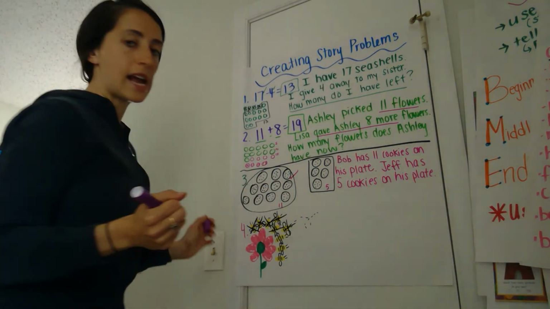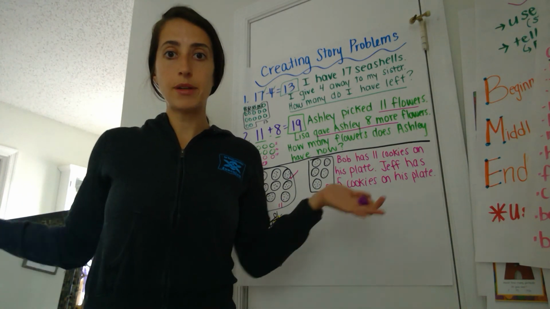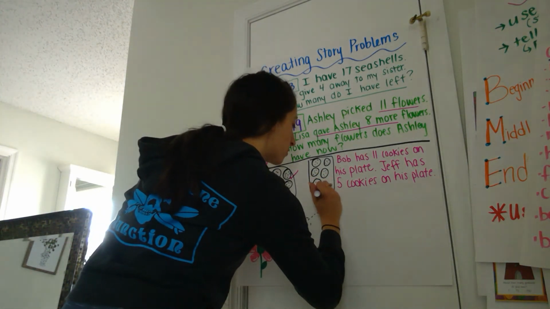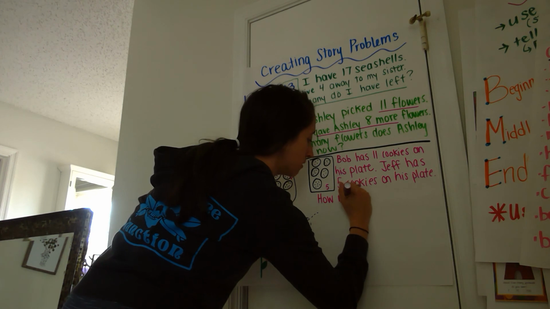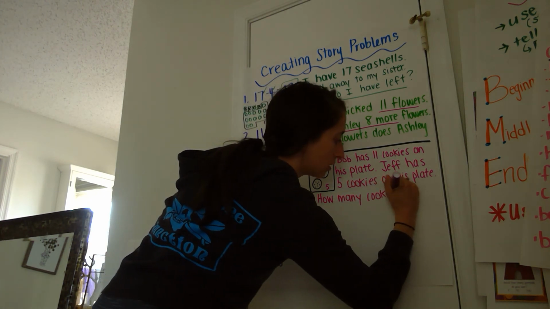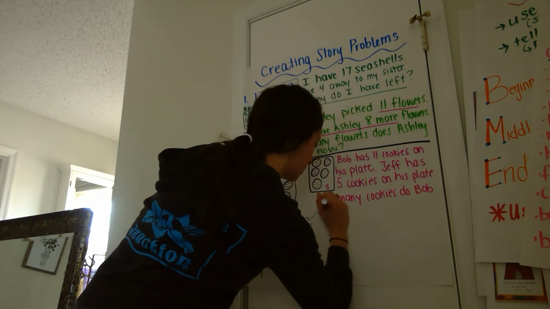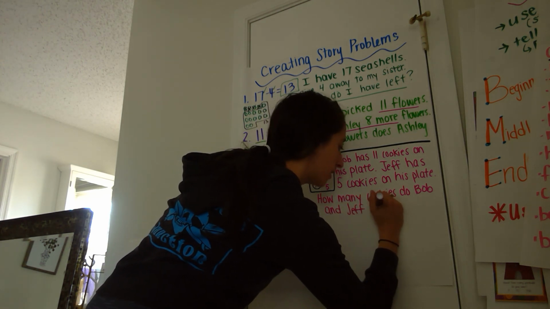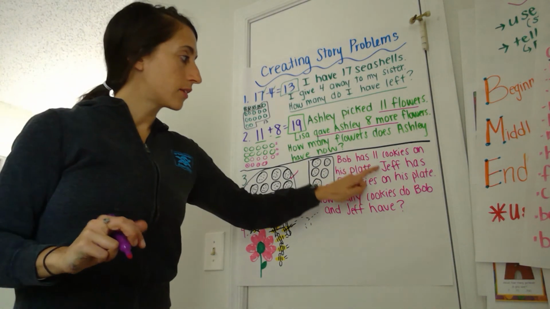If I'm adding, what can I ask to add these two parts together to find a whole? I can say, how many do they have all together? How many cookies do Jeff and Bob have? That's gonna be my question. That's what you're gonna have to find out. How many cookies do Bob and Jeff have? Okay, got my picture, I've got my word sentence.